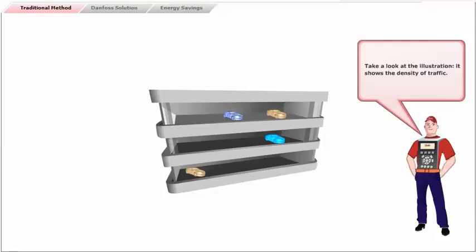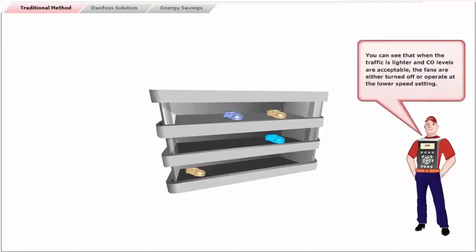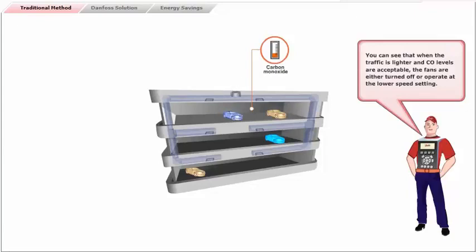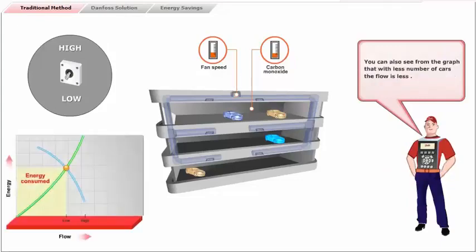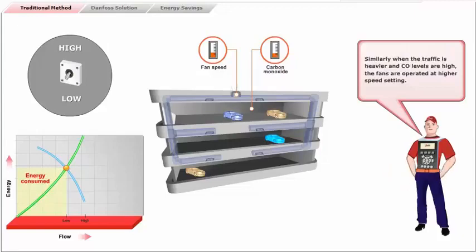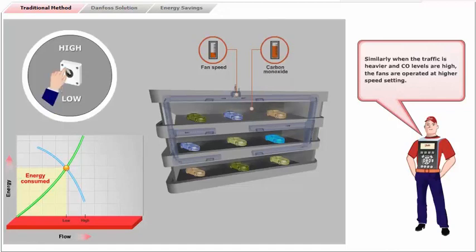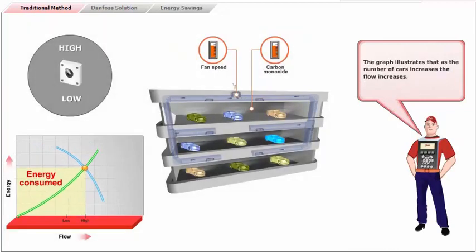Take a look at the illustration. It shows the density of traffic. You can see that, when the traffic is lighter and carbon monoxide levels are acceptable, the fans are either turned off or operate at the lower speed setting. You can also see from the graph that, with fewer cars, the flow is less. Similarly, when the traffic is heavier and carbon monoxide levels are high, the fans are operated at higher speed setting. The graph illustrates that, as the number of cars increases, the flow increases.